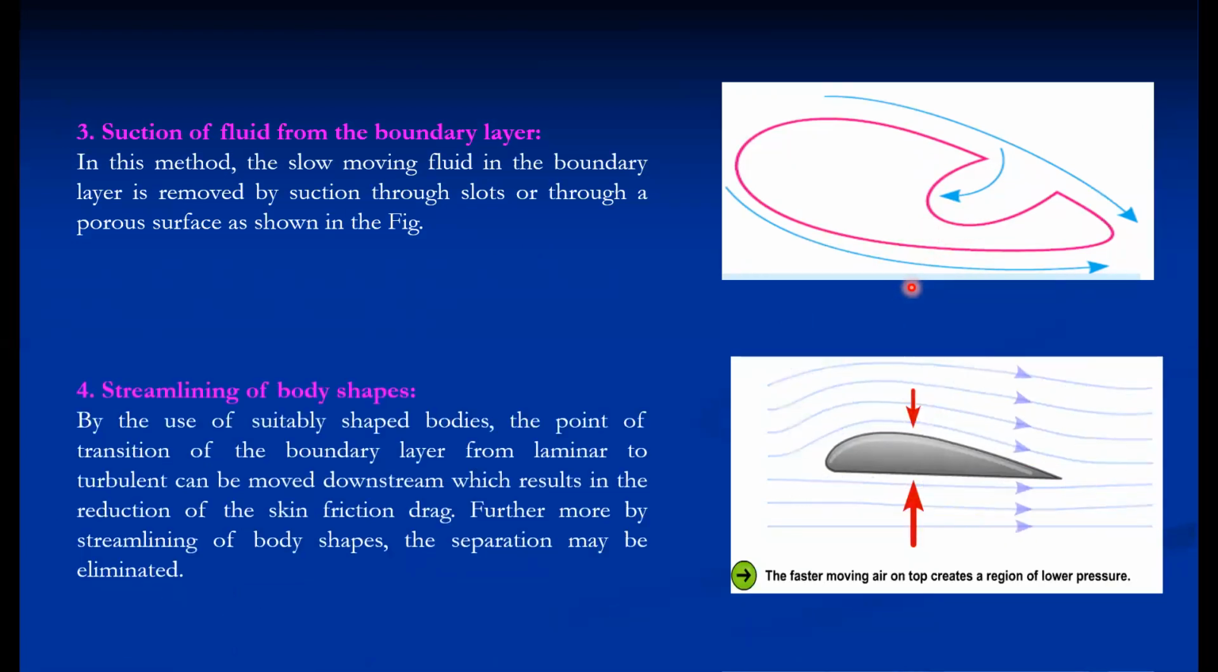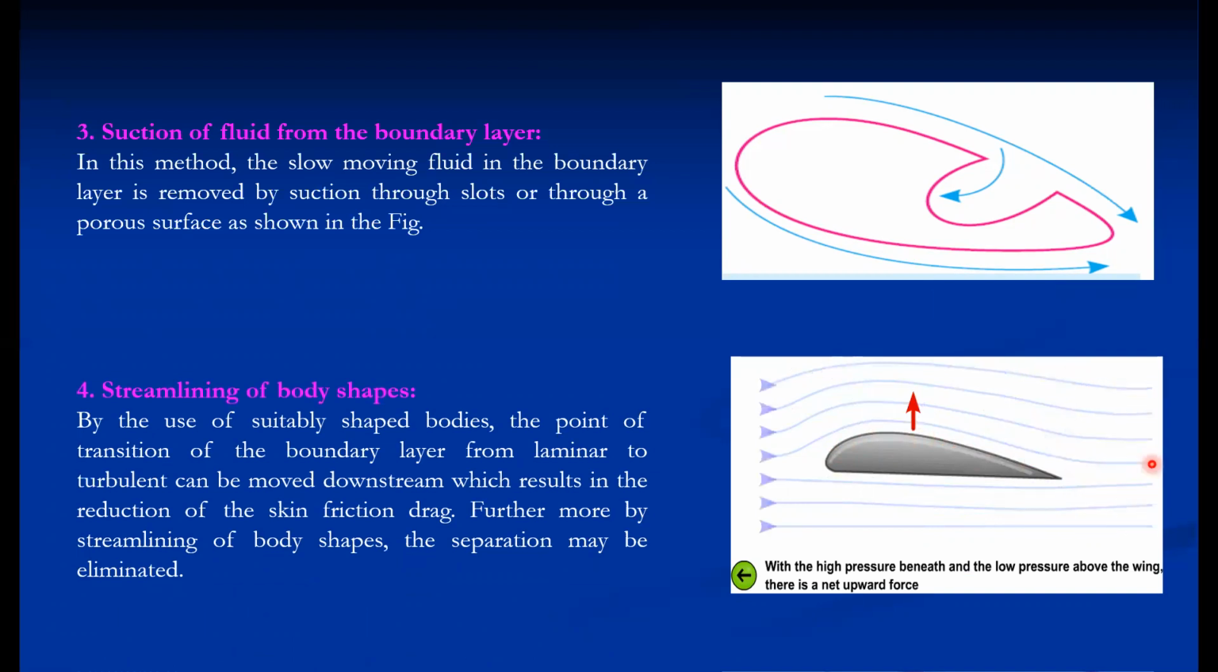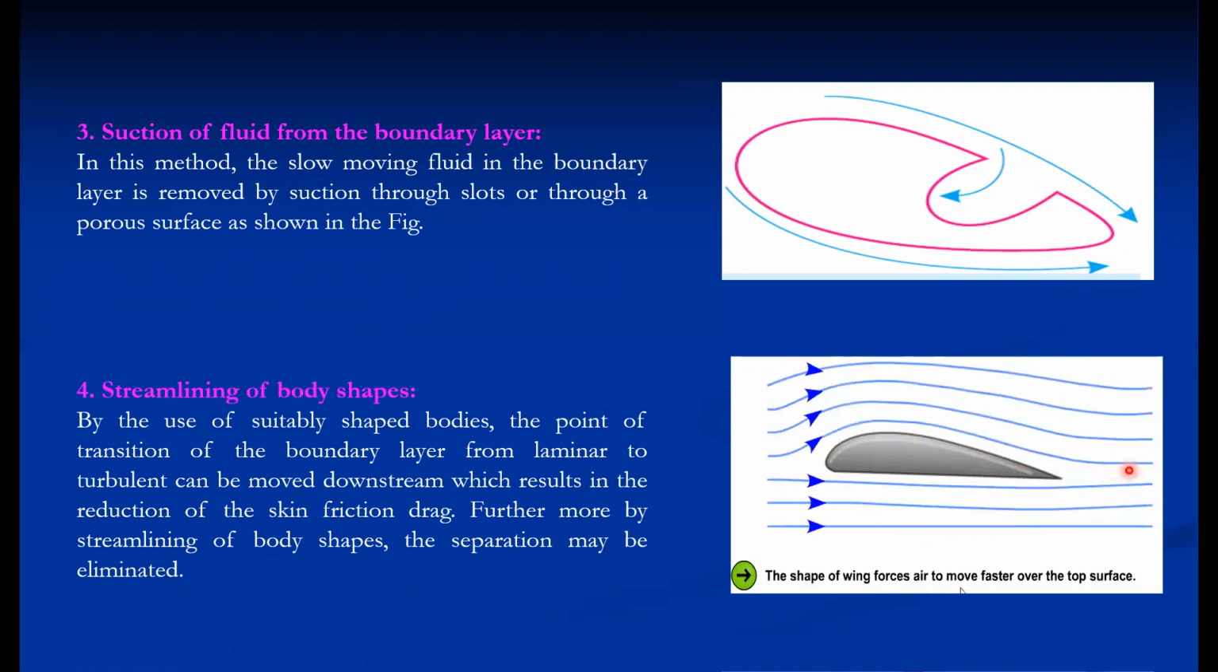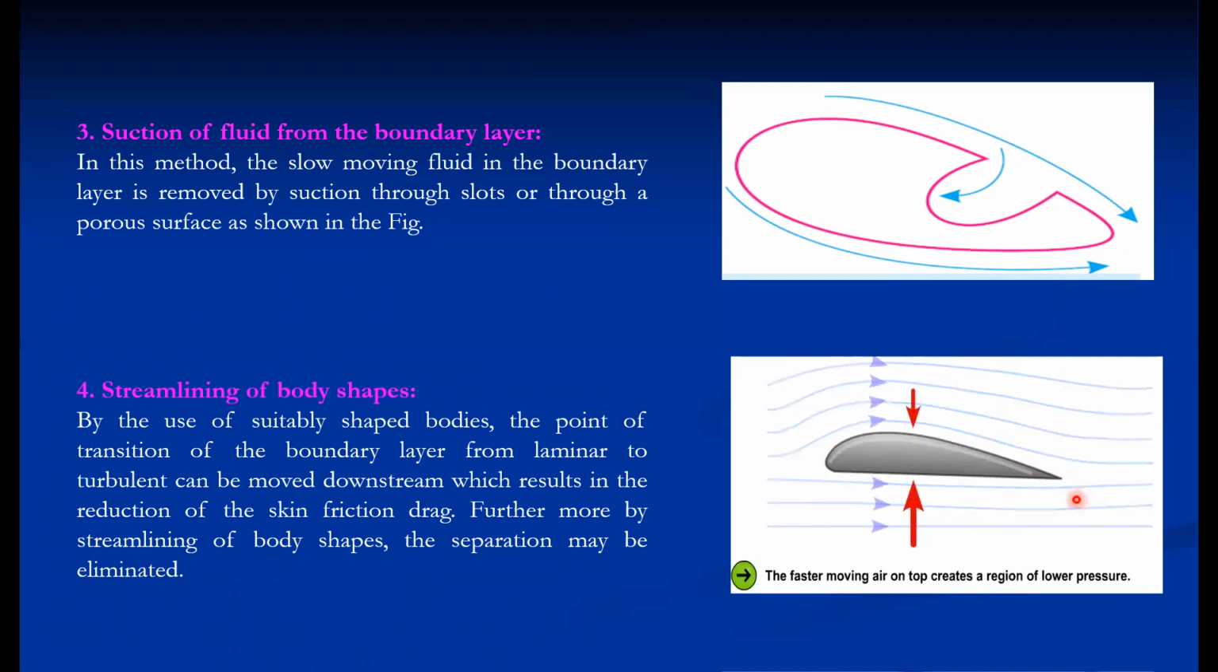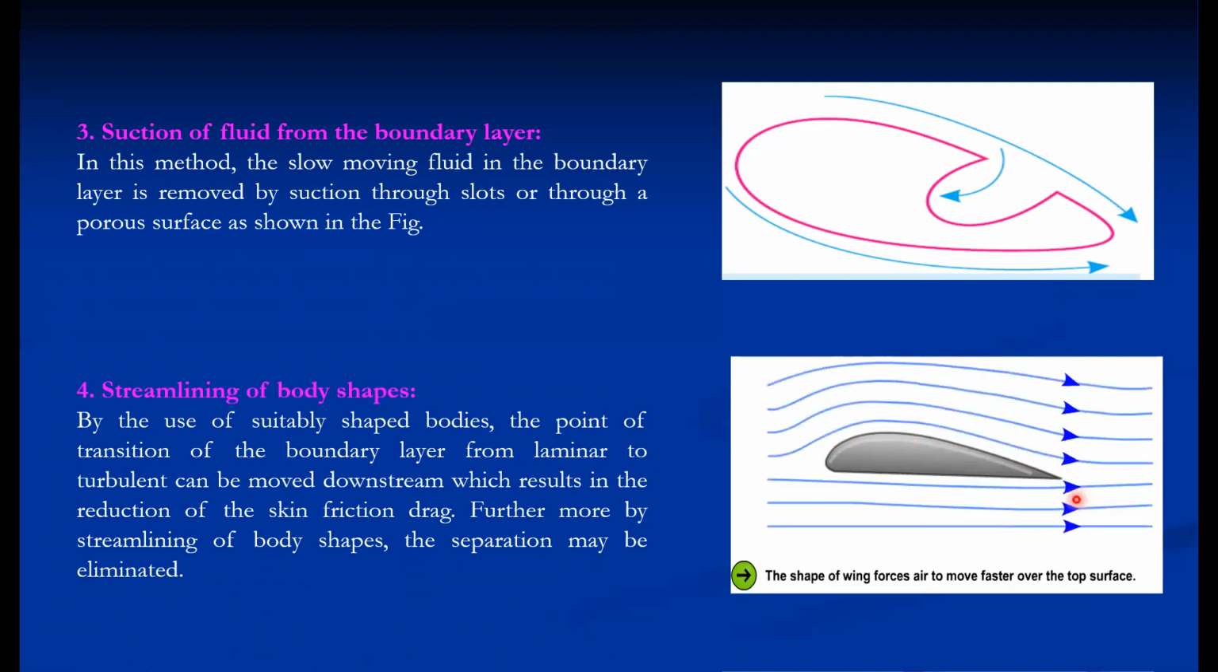Or we can say streamlining of the body, to make the body streamlined. So we can minimize almost the separation here. So a very small wake region we can see here. By use of a suitable shape of the body, along the streamline we can shape the body. The point of transition of the boundary layer from laminar to turbulent flow can be moved downstream, which results in reduction of the skin friction drag. And furthermore, by streamlining of body shapes, the separation may be limited.